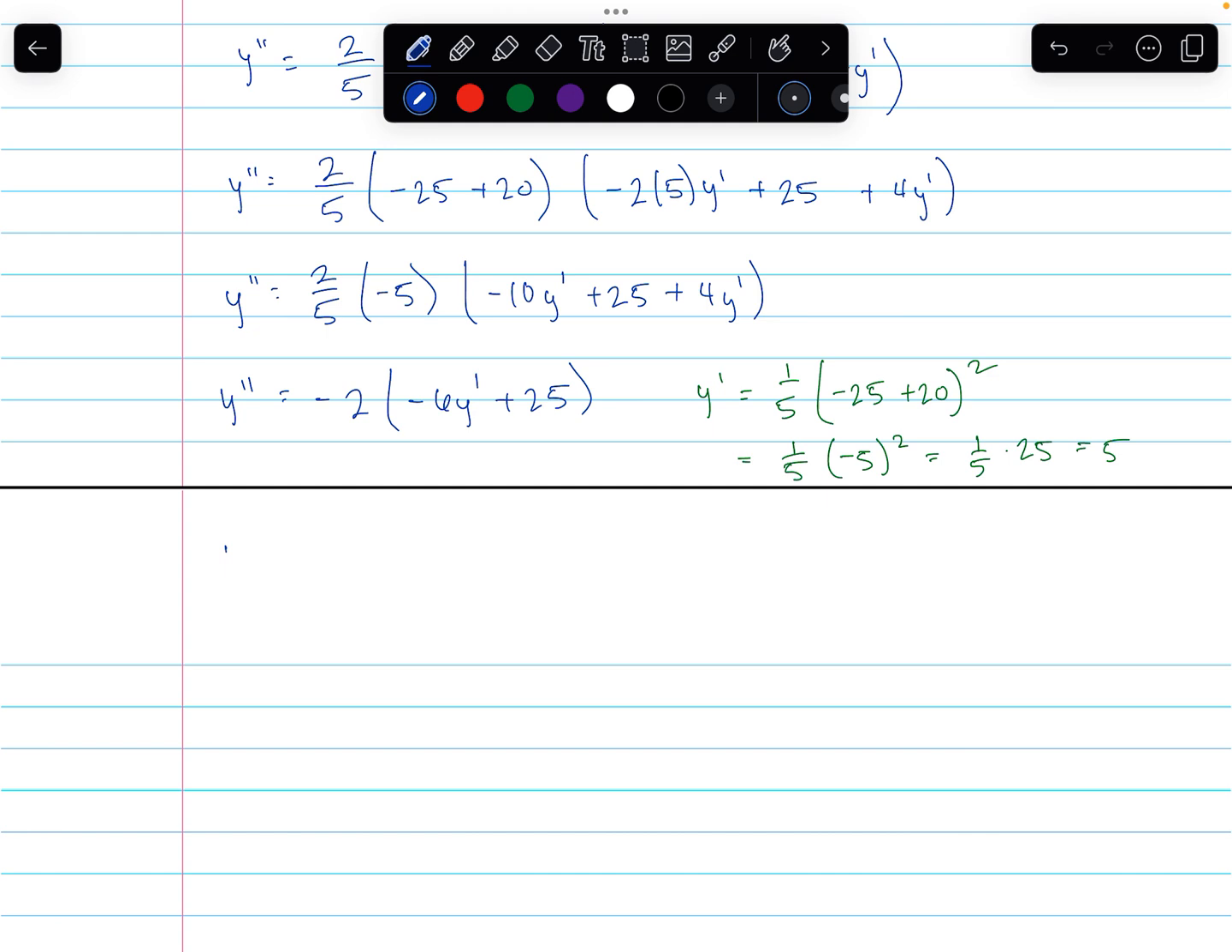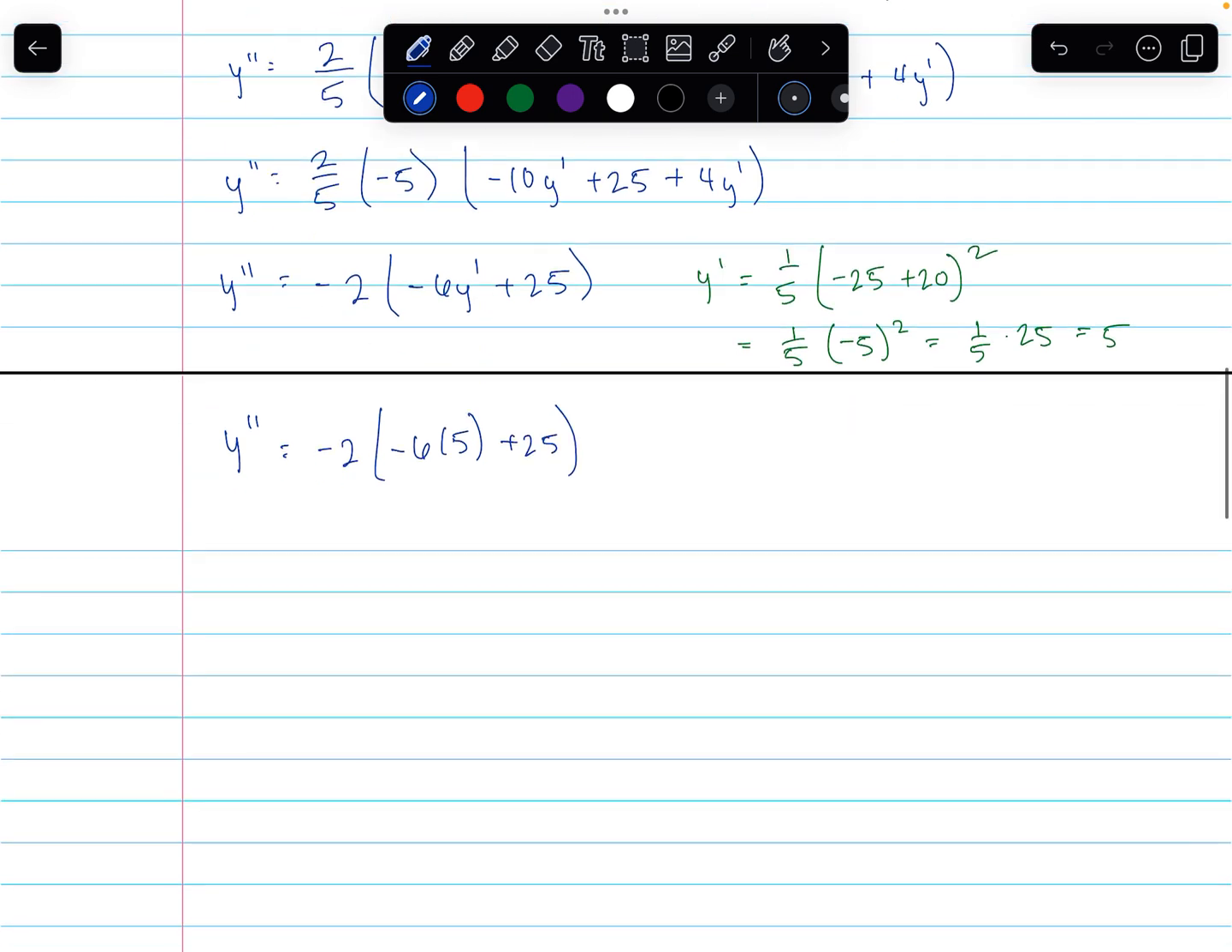So then y double prime is going to be equal to negative 2 times negative 6 times 5 plus 25. So negative 2 times negative 30 plus 25, which is negative 2 times negative 5. So that's going to be equal to 10. So D.